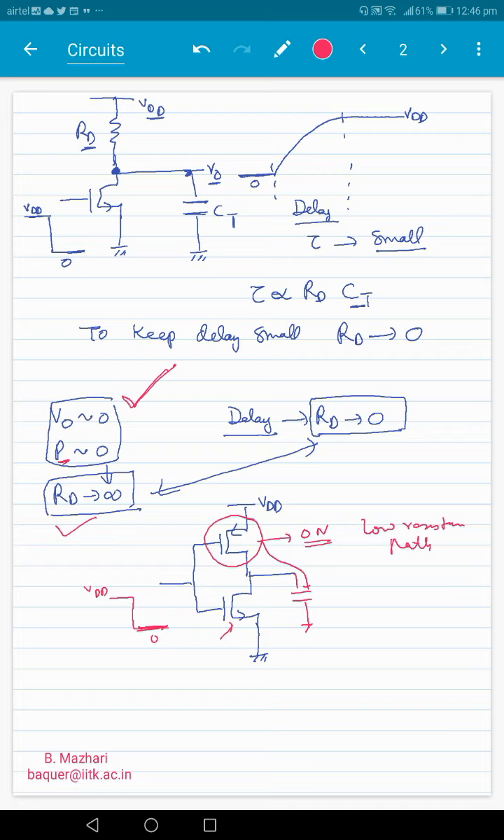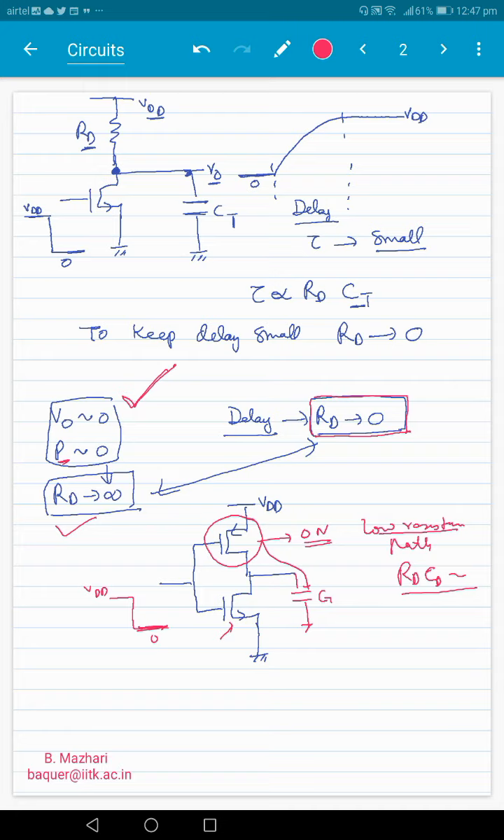And during switching, when we go from VDD to 0, the PMOS switches on and provides a low resistance path, and therefore RD times CT becomes low, and there is fast switching. So the PMOS satisfies these requirements of keeping power dissipation low and also delay to very low values. In one condition, the PMOS being off offers a very high resistance, while in the other case the PMOS offers a very low resistance.